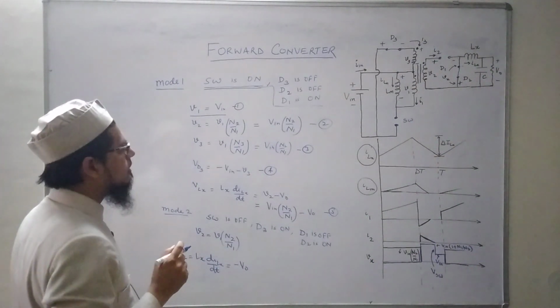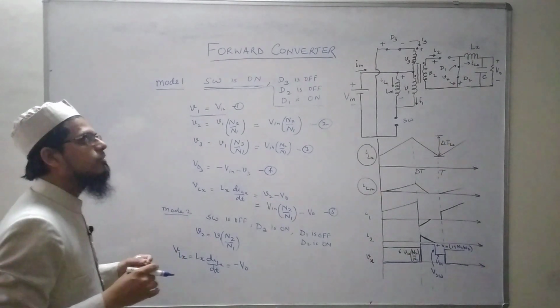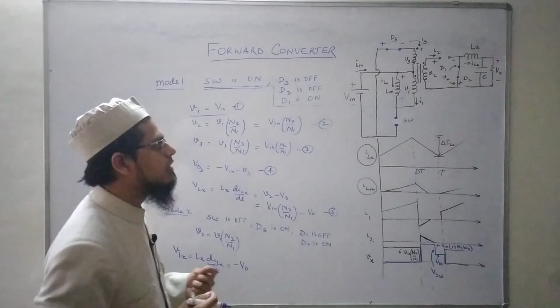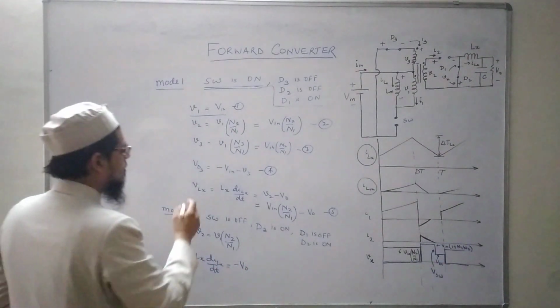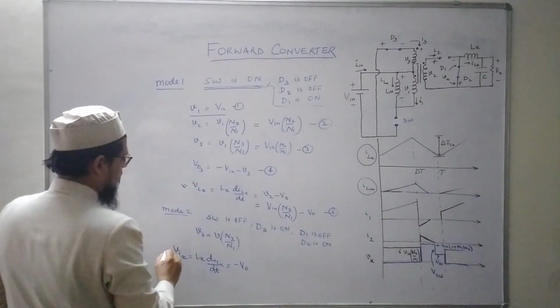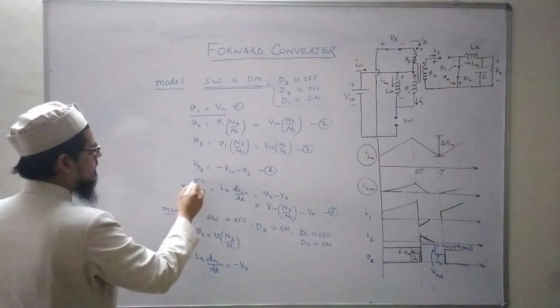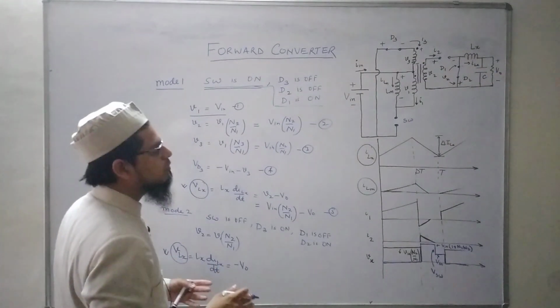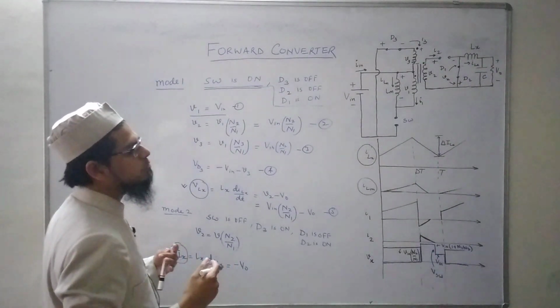Actually I am interested in finding out the relation between the input and the output voltage in case of a forward converter. So I do have the expression for the voltage that will be appearing across the inductor Lx, and let me use it to obtain a relation between input and output voltage.